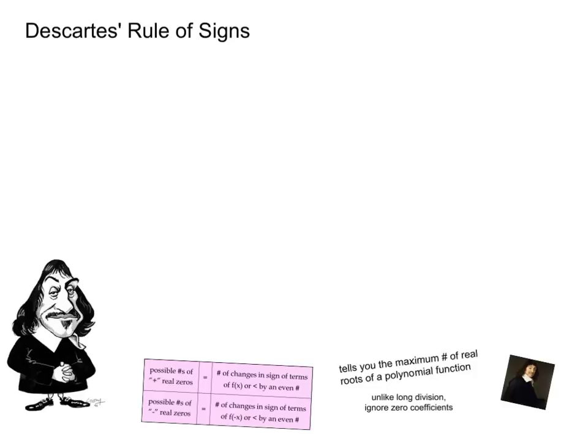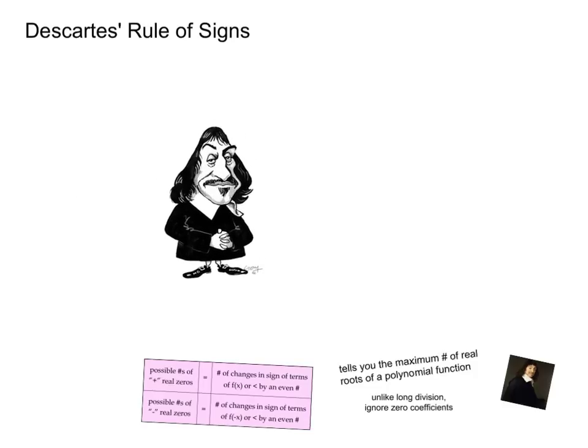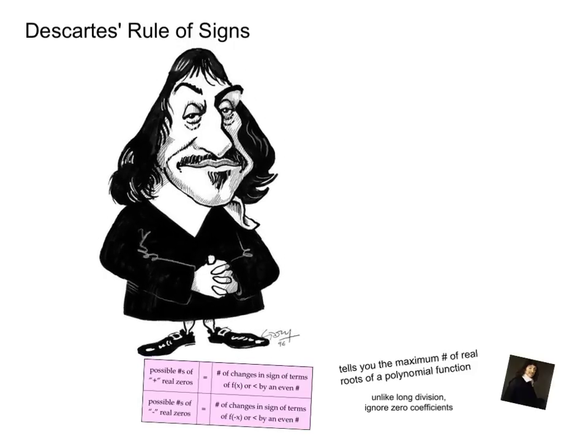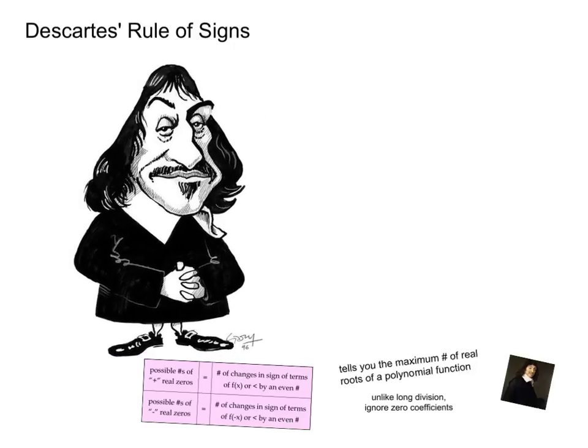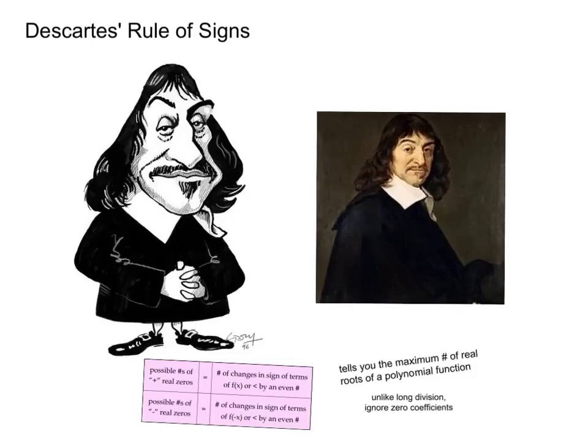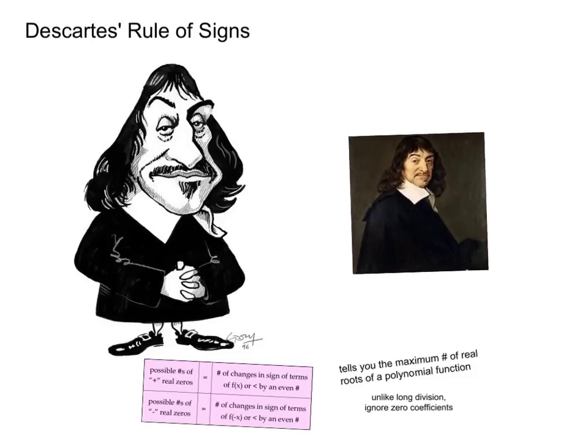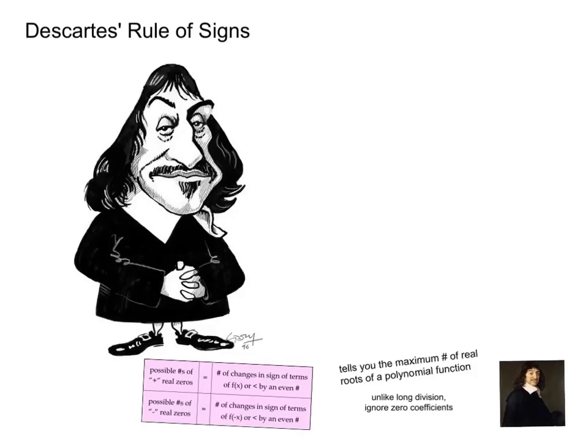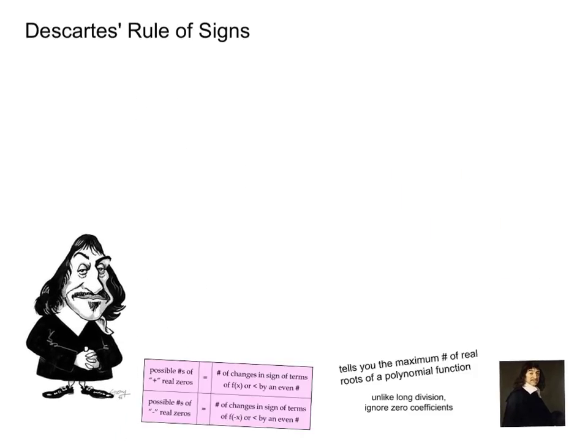For those in second period, you were already introduced to this fine, dapper gentleman here. For everyone else, his name is René Descartes, and I love that picture of him. This is what he actually looks like. Pretty darn close, huh? I like it. Well, anyway, he's responsible for a lot of things in math. One of them being this, the rule of signs.